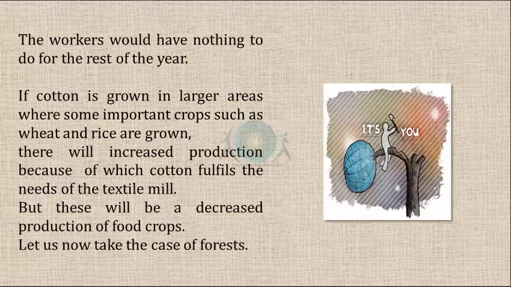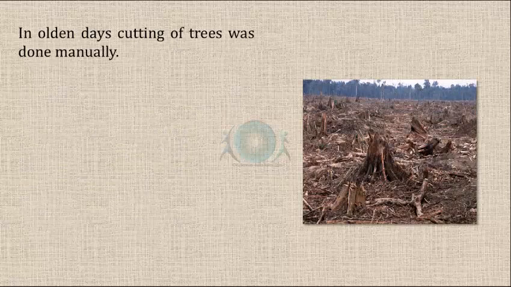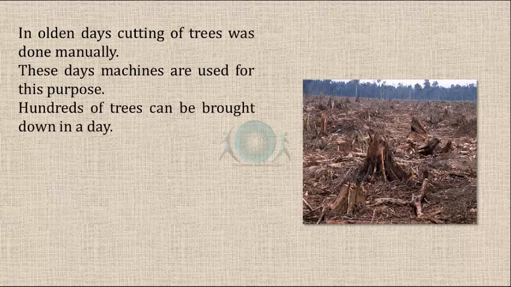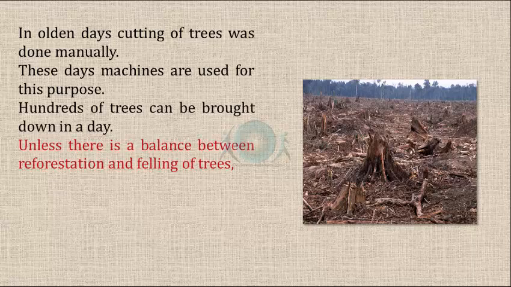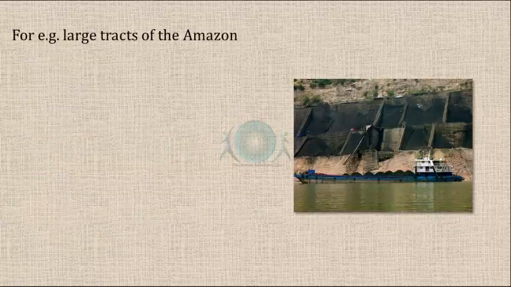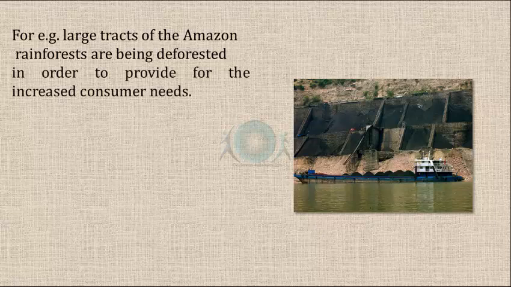Now further, let us take an example of forests. In olden days, cutting of trees was done manually. These days, machines are used for this purpose. Hundreds of trees can be brought down in a day. Unless there is a balance between reforestation and felling of trees, there will be no forest left on this earth, and it will spell doom for the environment. This has happened in large tracts of the Amazon, where rainforests are being deforested in order to provide for increased consumer needs.